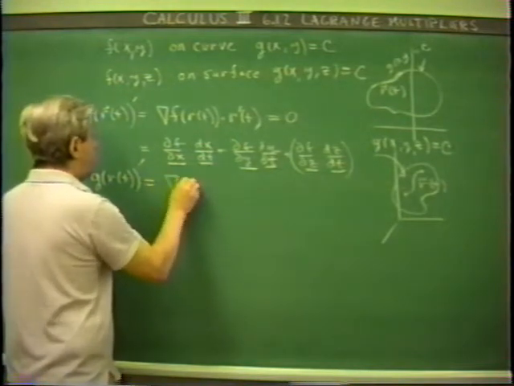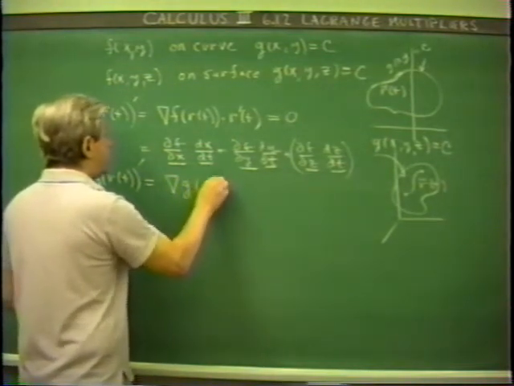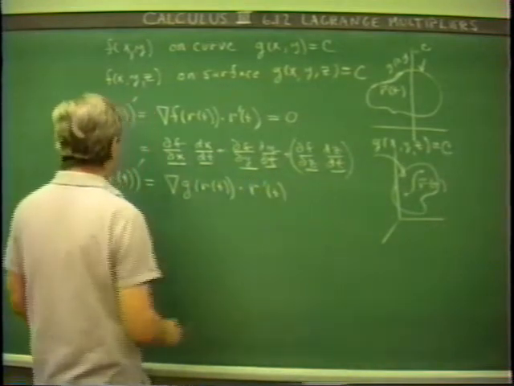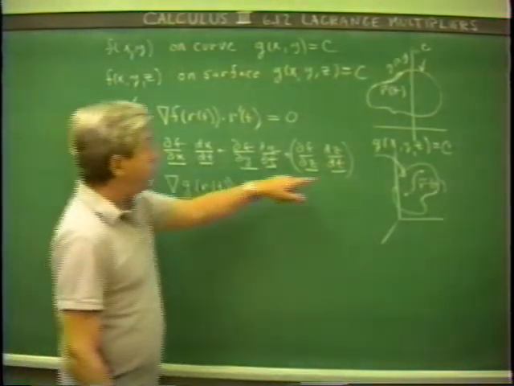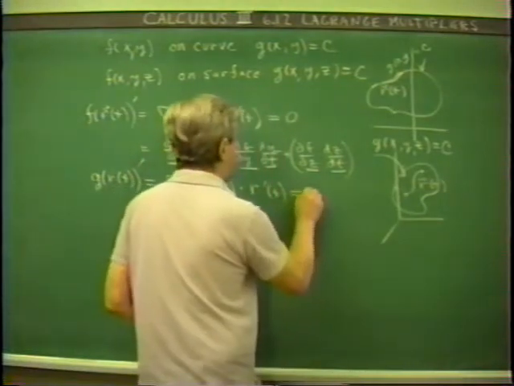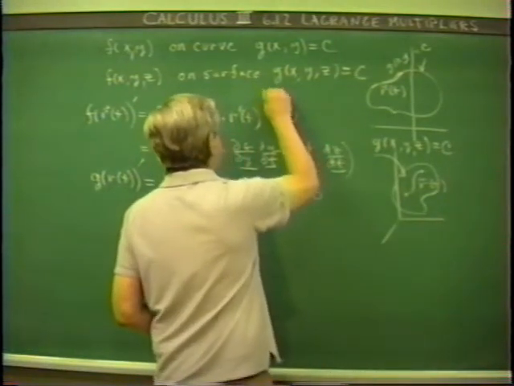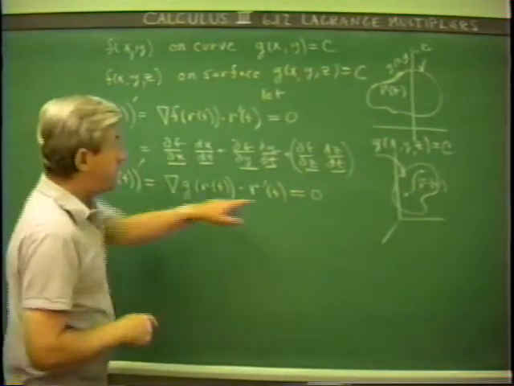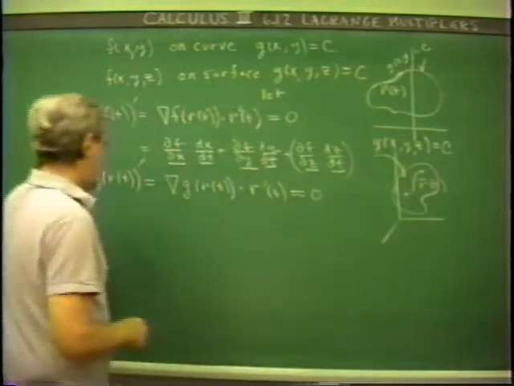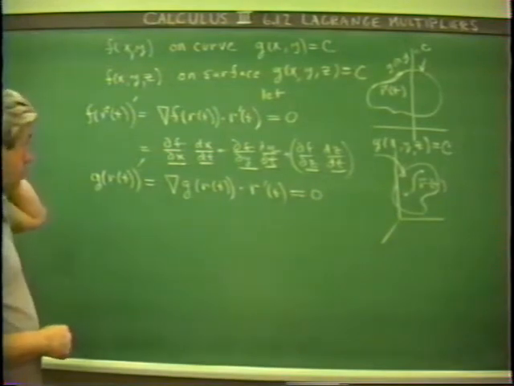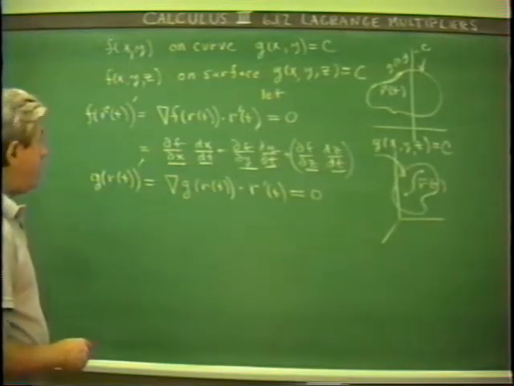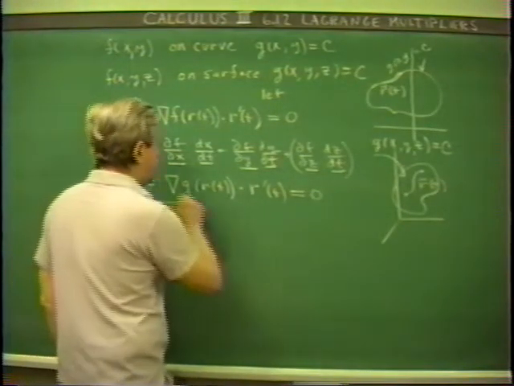g of r of t, the derivative of this is equal to the gradient of g at r of t dotted with r prime of t. Right? Well, g of r of t, if you're on the surface here, is equal to 0. So you want to let this be equal to 0. This is equal to 0 because what? g of r of t is a constant. Okay?